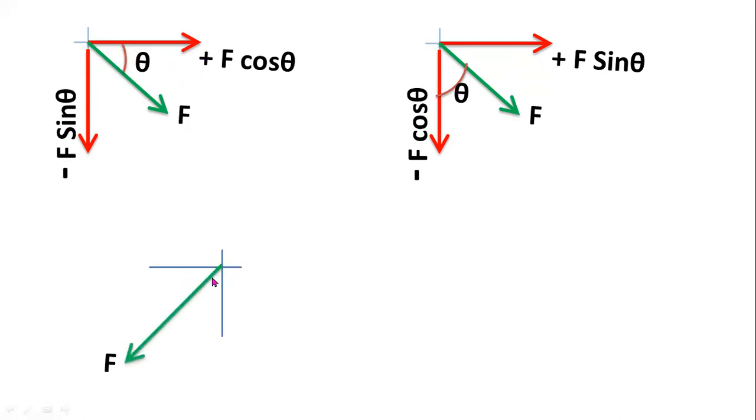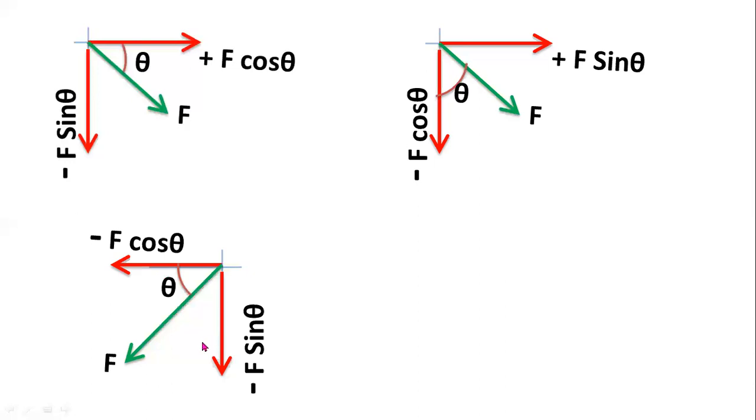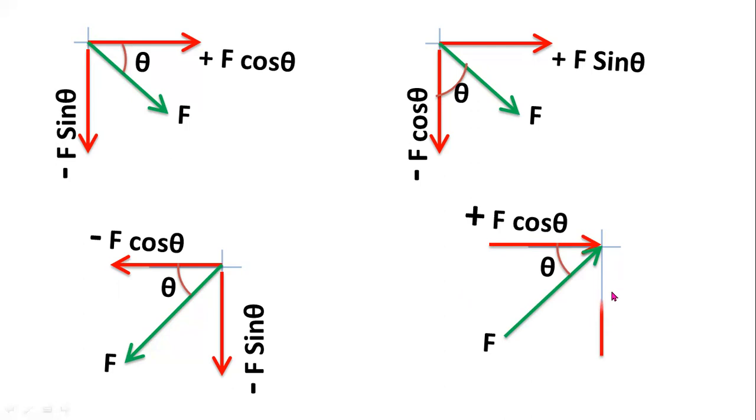Here the force is lying in the third quadrant and makes an angle theta with respect to the x-axis. Then you have to convert this force into x component and y component like this. Here this is the adjacent side, this is the opposite side. This force is acting away from the origin, so you have to consider x and y component away from the origin. Similarly, if a force is acting towards the origin, then you have to consider x component and y component towards the origin.